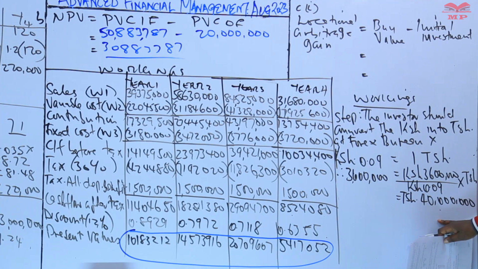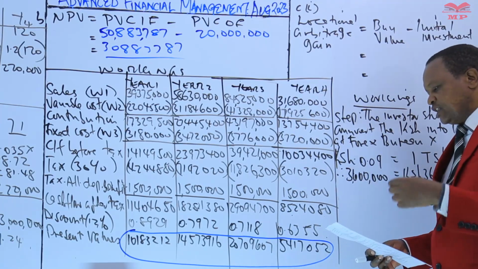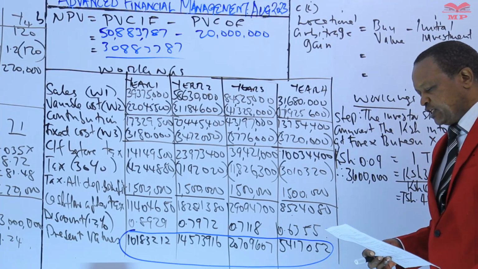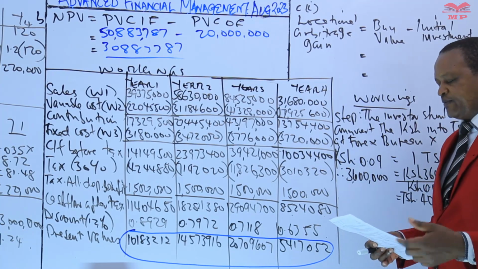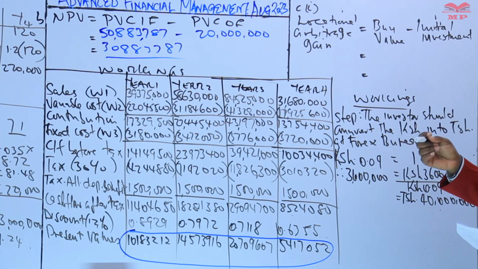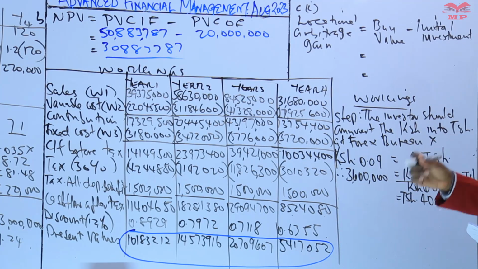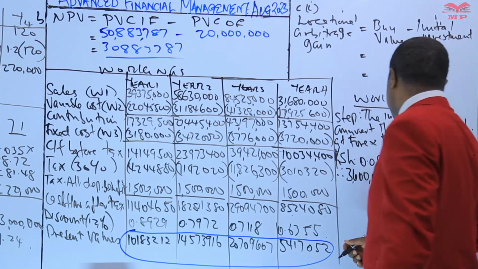this amount in Kenya shillings in Forex Bureau Y. All right? Forex Bureau Y. Why? Because the exchange rate in Forex Bureau Y is higher. He will earn more if he exchanges in Forex Bureau Y at an exchange rate of 0.11 Kenya shillings.